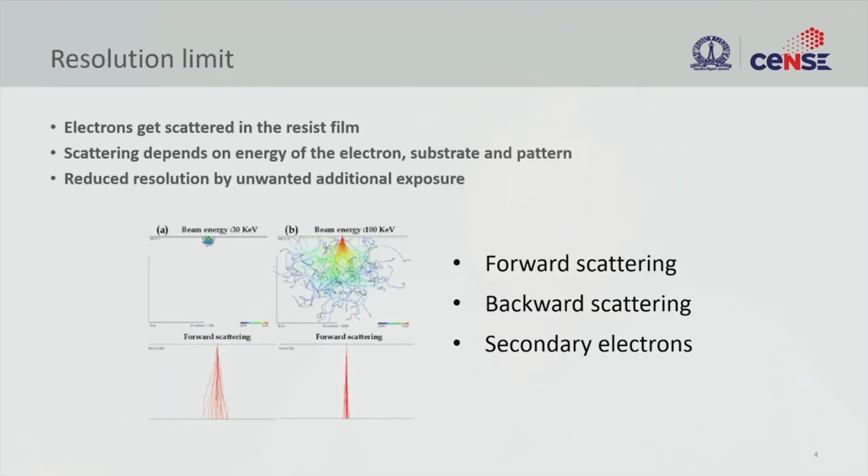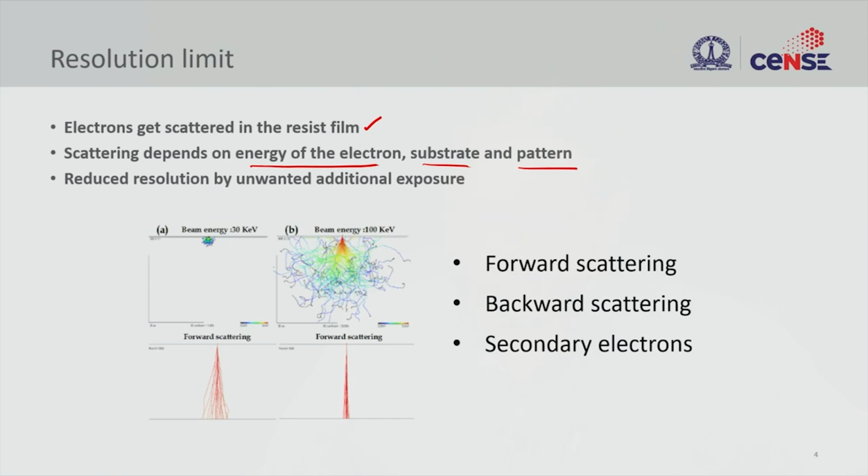So the resolution, that is an important question in all lithography. What is the resolution limited by? When the electron gets into the resist, it normally gets scattered. That's primarily the starting process. It gets scattered, and once it achieves a certain energy, then it reacts with the polymer layer and induces a chemical change. And the scattering depends on the energy of the electron, the substrate, and the pattern itself. So the scattering strongly depends on all of this.